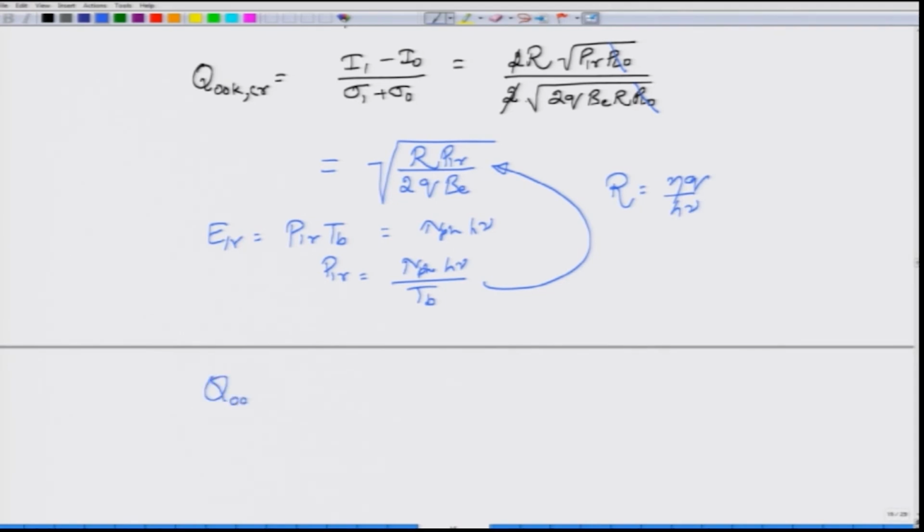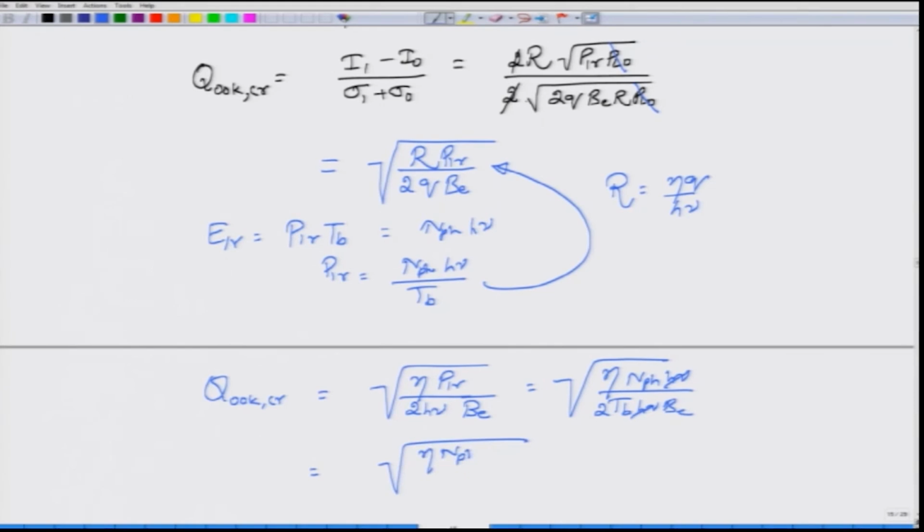What you get for the on-off keying coherent receiver is an expression which is very interesting. You get eta P1R divided by 2 h nu times BE. Of course, you can substitute again, as I said, for P1R, which would be equal to the number of photons that you receive times h nu divided by TB, so the square root of eta times that, over 2 h nu into BE. h nu cancels on both sides. Now you get square root of eta NPH divided by 2 BE into TB.